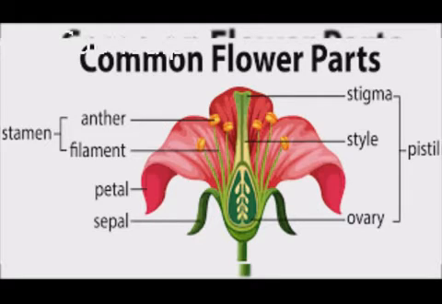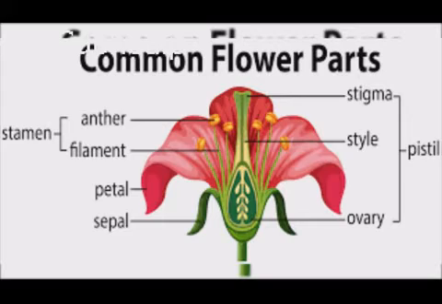The function of the brightly colored corolla is to attract butterflies, bees, and other insects that help in pollination. They also attract birds and us with their sweet smell and attractive looks. The third whorl is the androecium, which is formed by the stamens. It is the male reproductive organ of a flower.